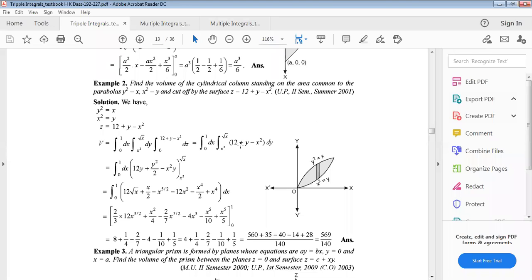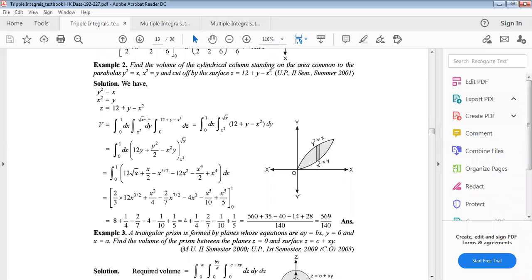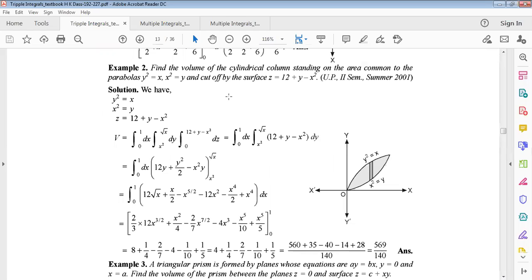Okay, now example 2, application of triple integration. Find the volume of the cylindrical column standing on the area common to the parabolas y square equal to x and x square equal to y, and cut off by the surface. This is actually the surface. We have to find out the volume. If we want to find out the volume, we must apply triple integration in that case. Now we are given the parabolas y square equal to x, x square equal to y, and z equals to this surface.